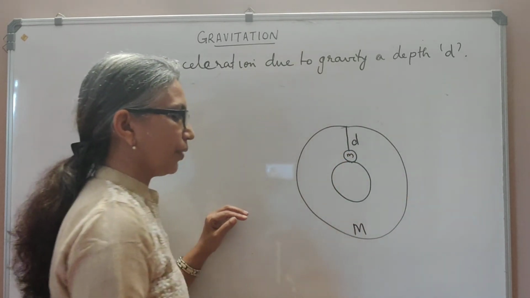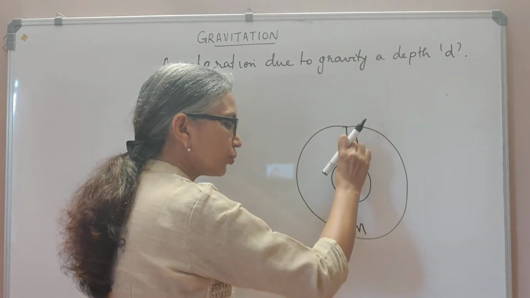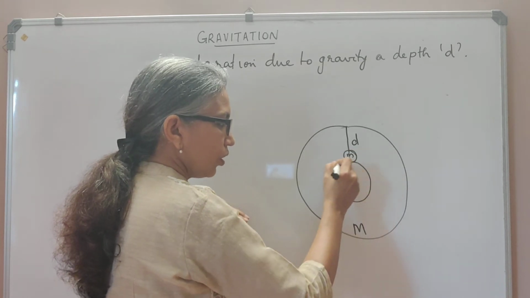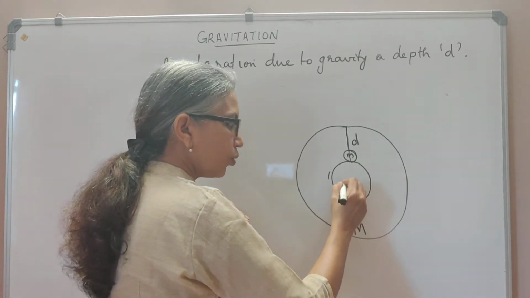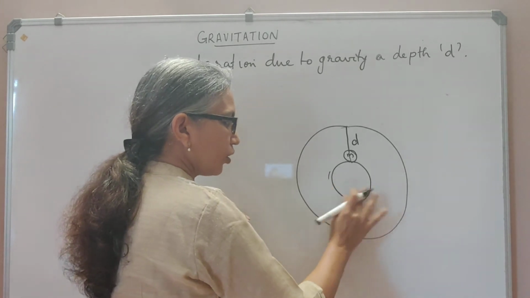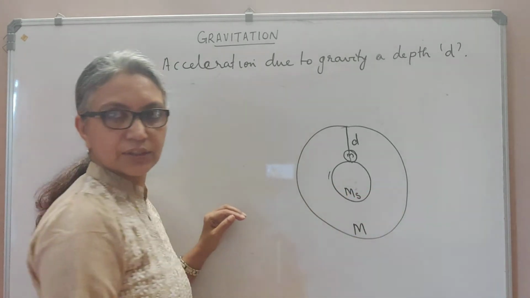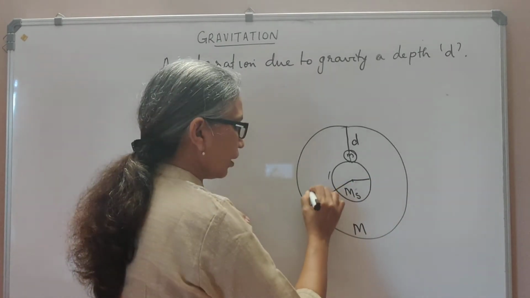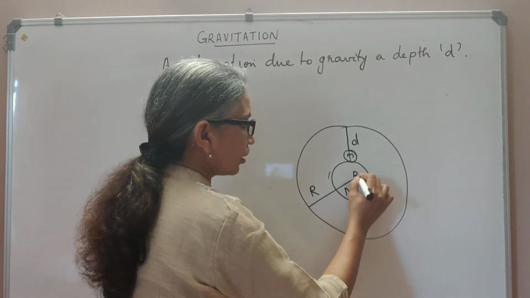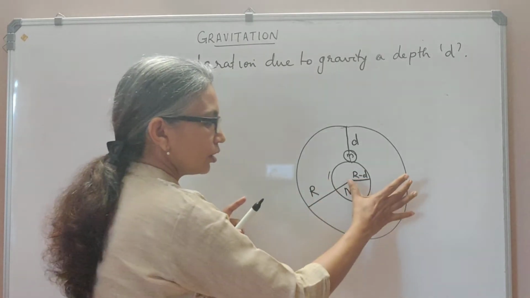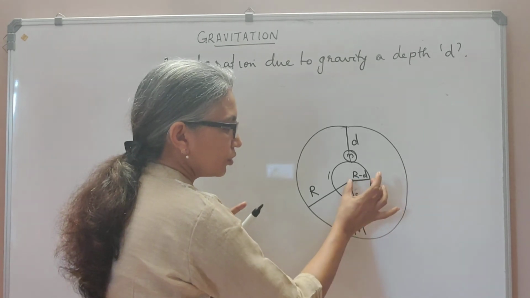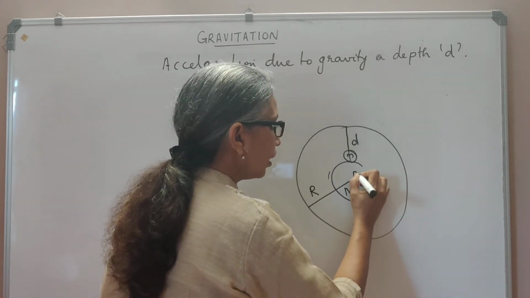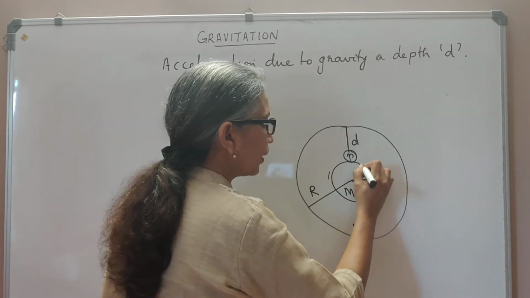So this is where we have placed the mass. We have gone to a depth d here and placed this mass on an inner sphere whose mass I call ms, mass of the smaller sphere. So this whole thing is R, right? So this is going to be R minus d, because this whole thing is R and this much is d. So the radius of the small sphere is R minus d. I hope that is clear to you.